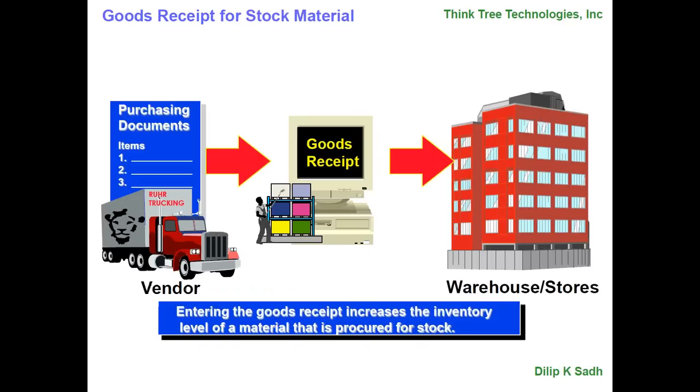Good receipt for the stock items. In the good receipt for the stock item, when you receive the material, we enter the good receipt, increases the inventory, and increase of the inventory updates the stock in the warehouse. Obviously, if I have 100 pieces, I got 10 more, I become 110. I have 100 pieces, I got 200 more, my total stock becomes 300. So good receipt is a very important step.